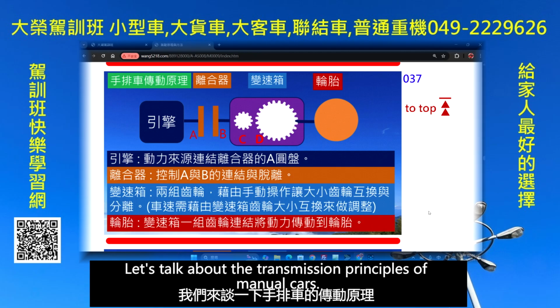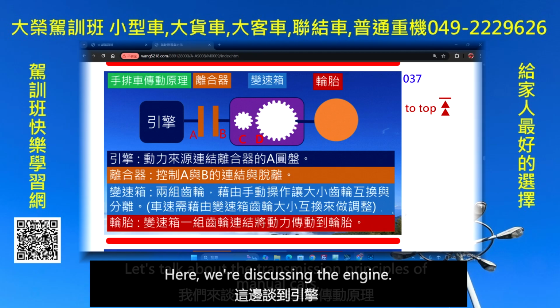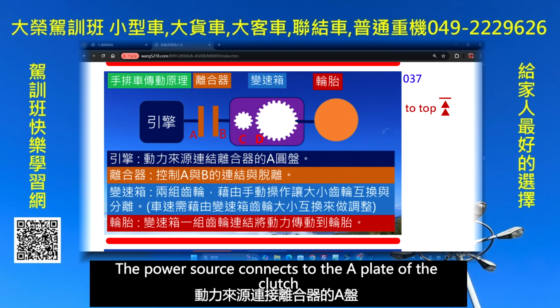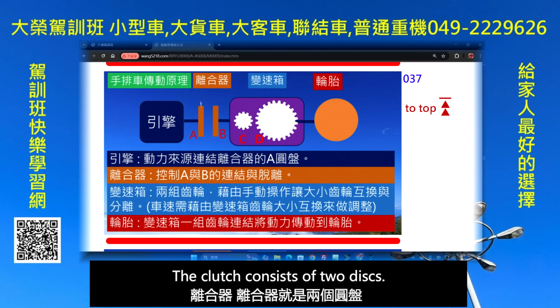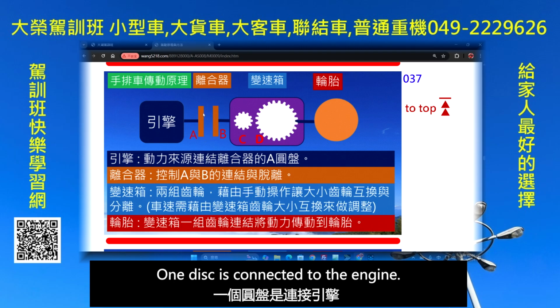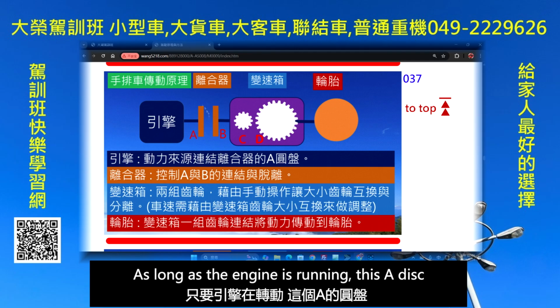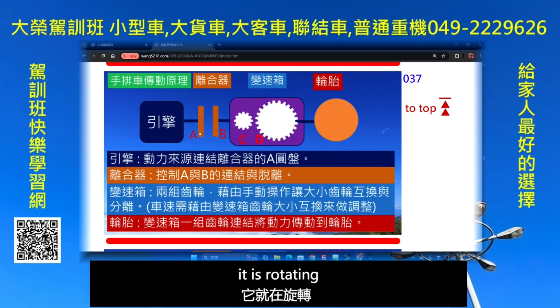Let's talk about the transmission principles of manual cars. Here we're discussing the engine. The power source connects to the A plate of the clutch. In other words, we see the engine. The clutch consists of two discs. One disc is connected to the engine. As long as the engine is running, this A disc is rotating.